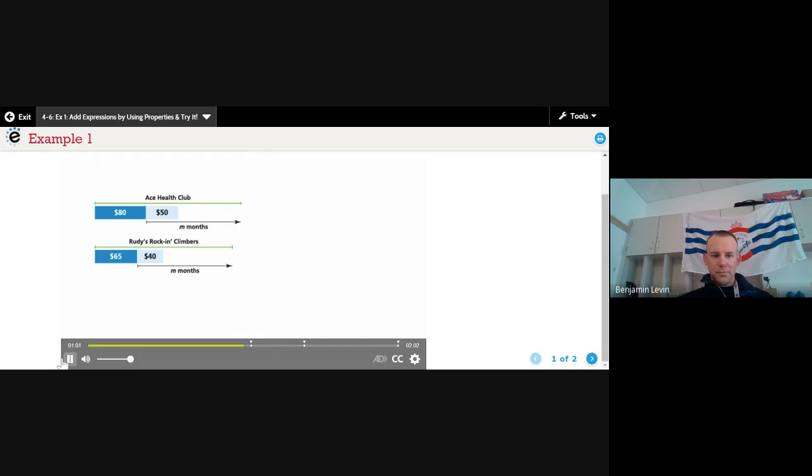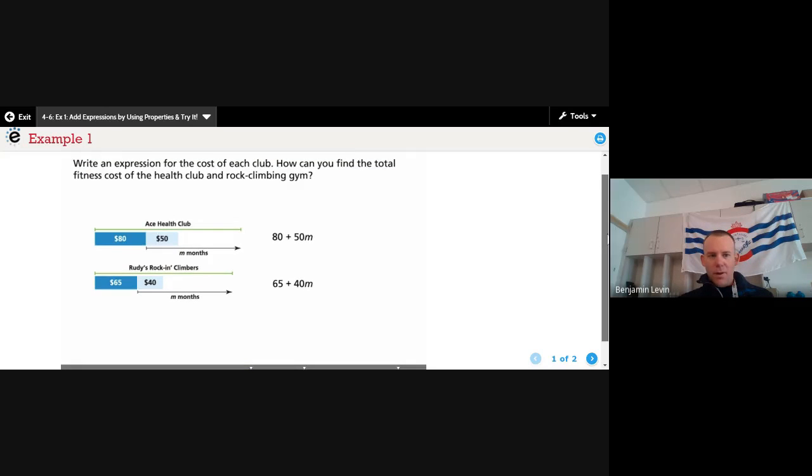Now write an expression for the cost of each club. The ACE Health Club diagram can be expressed as 80 plus 50 times M. And the Rudy's Rock Climbing diagram can be expressed as 65 plus 40 times M. Now how can we find the total fitness cost of the health club and the rock climbing gym?